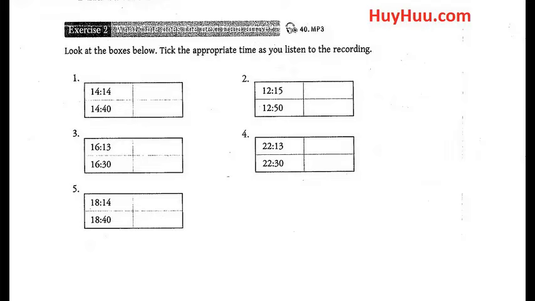2. What's the next train to Edinburgh? 12:15. 3. When does the Paris flight leave? 16:13. 4. When does the next flight to Mexico arrive? 22:30. 5. When does the next flight to Athens leave? 18:40.